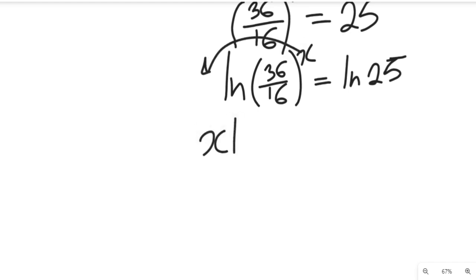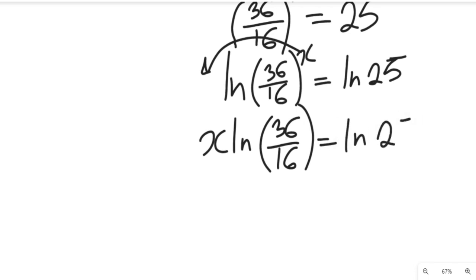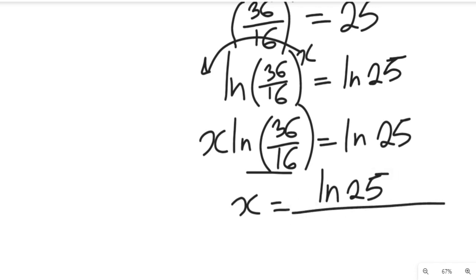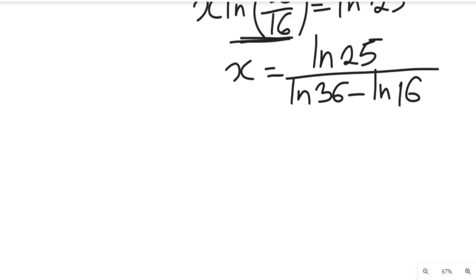Then we'll have x times the natural log of 36 divided by 16, all equal to the natural log of 25. So if we divide both sides by this, we'll have x equal to the natural log of 25 divided by, according to the quotient law of logarithm, the natural log of 36 minus the natural log of 16. Now, having gotten this, what we will now do is to use our calculator to find the value of the natural log of 25, 36, and 16.